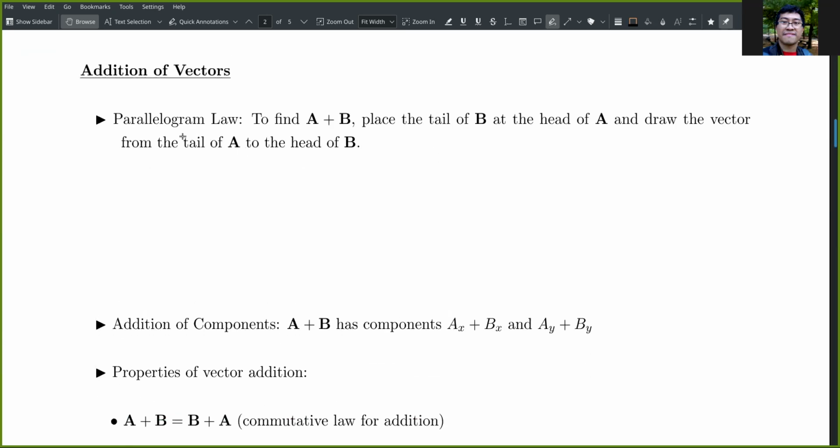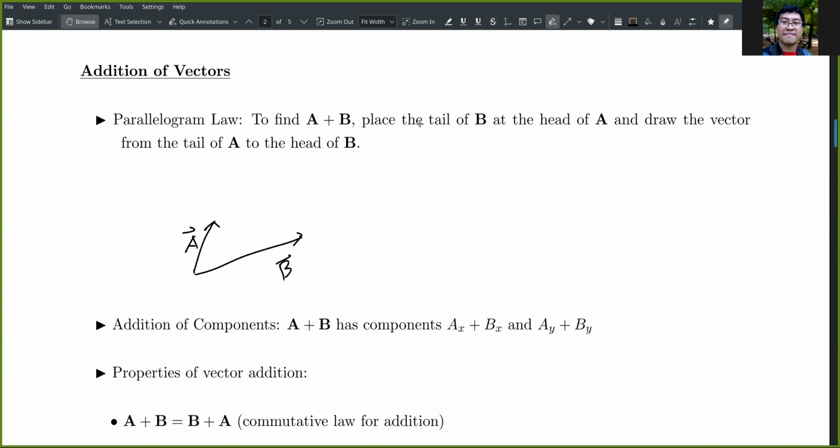So to add vectors, one way is to use the parallelogram law. To find a plus b, place the tail of b at the head of a and draw the vector from the tail of a to the head of b. Suppose this is a, and suppose this is b.